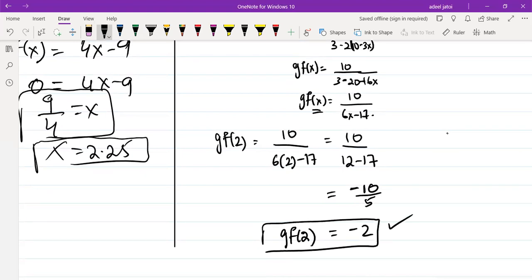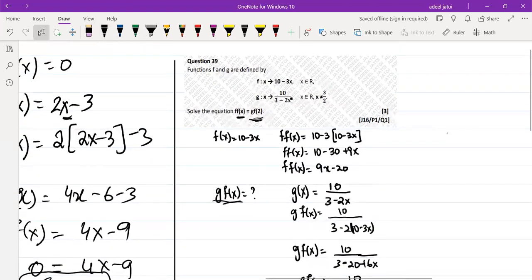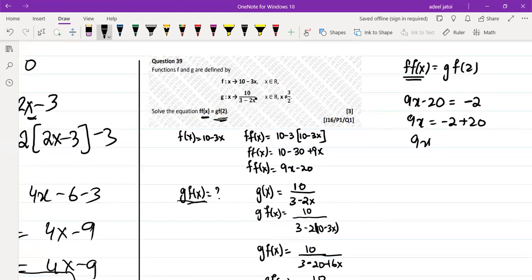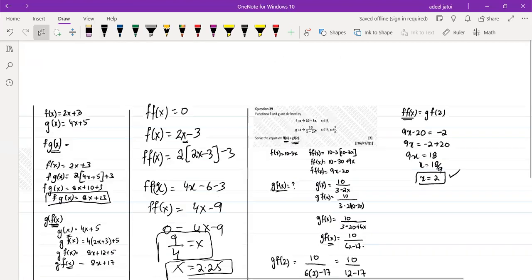Now, we have both the equations. g(f(2)) is equal to minus 2. And we also have f(f(x)) is equal to 9x minus 20. So what can we do? We can write down f(f(x)) is equal to g(f(2)). f(f(x)) is 9x minus 20, and this is minus 2. So that means 9x minus 2 plus 20, 9x is equal to 18. x is equal to 18 upon 9. x becomes 2. So now your equation becomes what? x is equal to what?